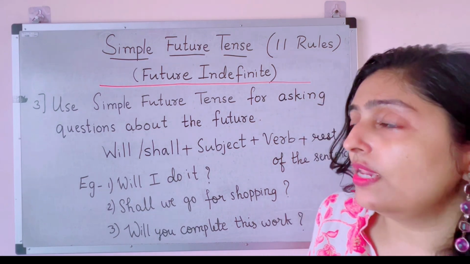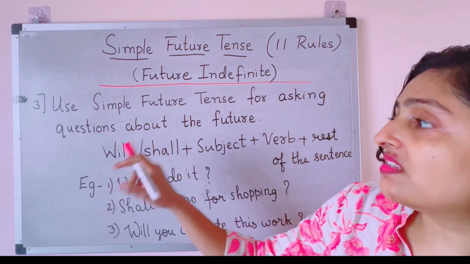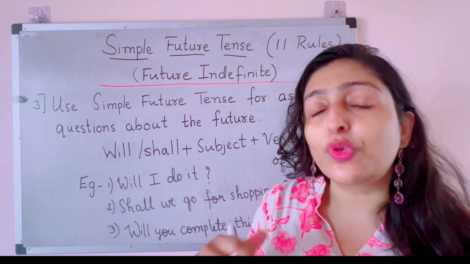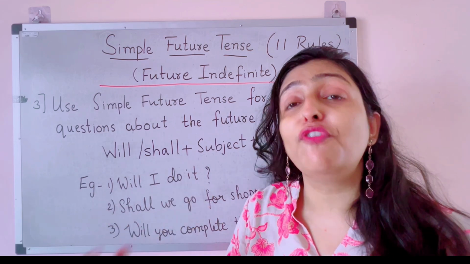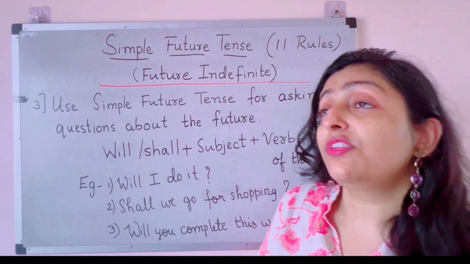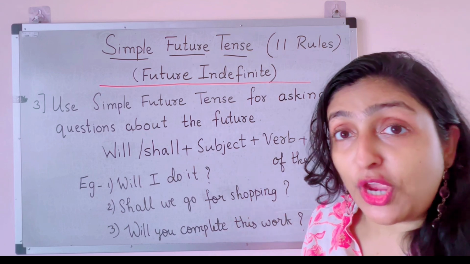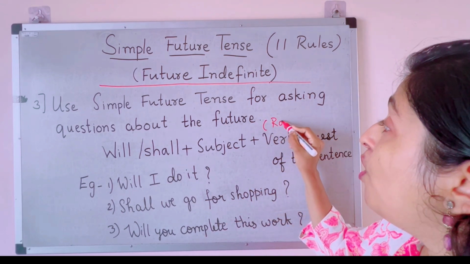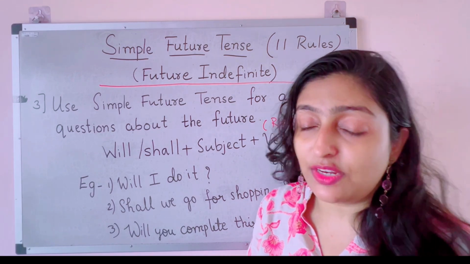Rule number 3, use simple future tense for asking questions about the future. You can frame interrogative questions using will or shall for the future, and the construction is will or shall plus subject plus verb. Verb is the root form of the verb and then the rest part of the sentence.